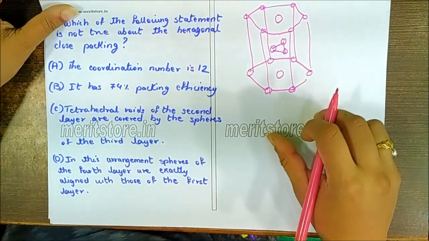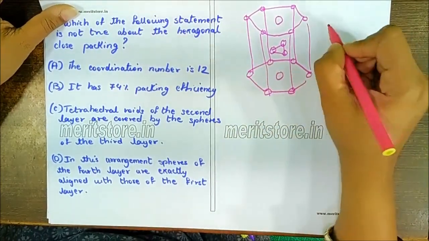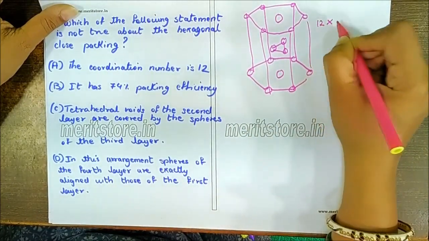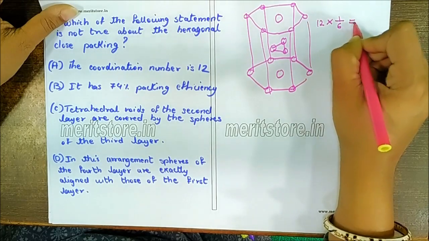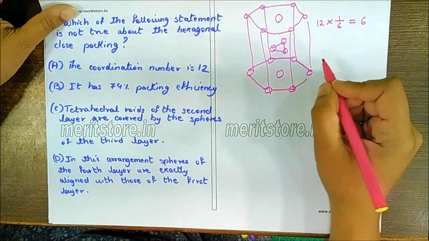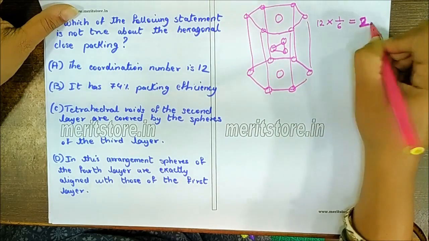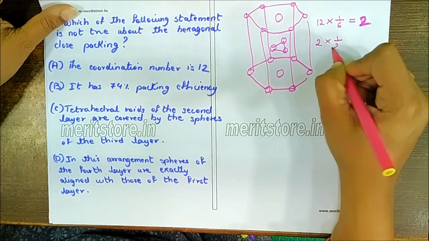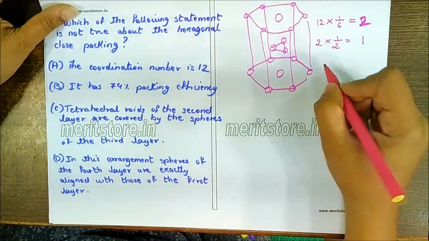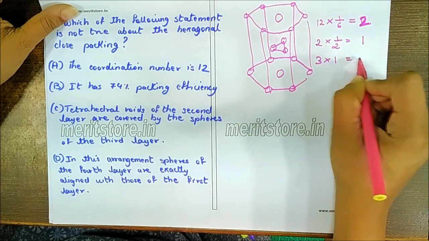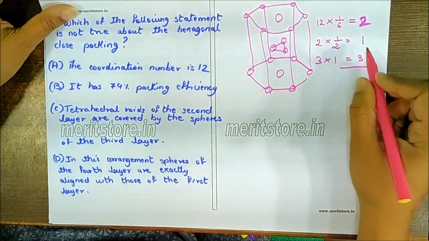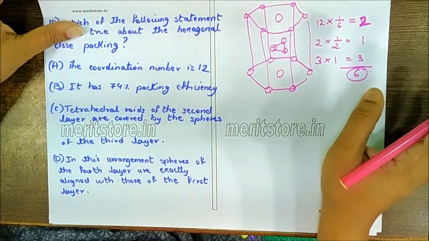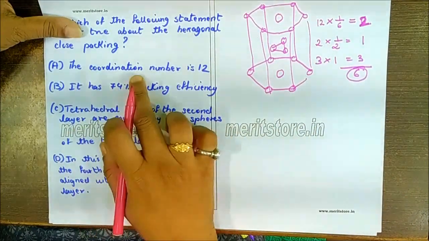So if you talk about this particular HCP, for the corner atoms, there are 6 and 6. There are 12 corner atoms, and each shares 1/6, so that will be 2 atoms in the unit cell. Then there are 2 edge centers. Each edge center shares half for the unit cell, so that is 1. And 3 are the body centers, so they contribute 3. So there are a total of 6 atoms in this particular HCP, and they have the coordination number 12. So option A is right.